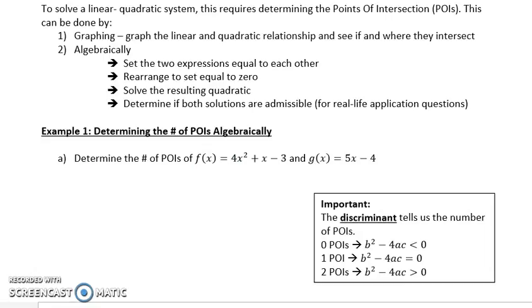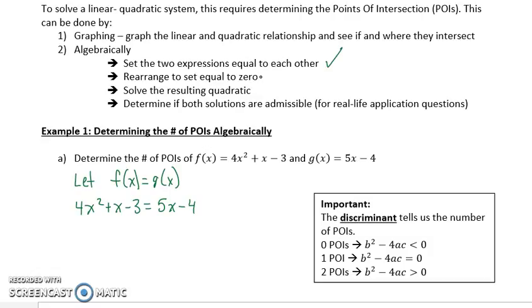Example 1 says determine the number of point of intersections algebraically. And part A is determine the number of point of intersections of f of x and g of x. So we do this simply by the following. I'm going to let f of x equal g of x. That means that 4x squared plus x minus 3 is equal to 5x minus 4. That's our first step. Set the two expressions equal to each other.